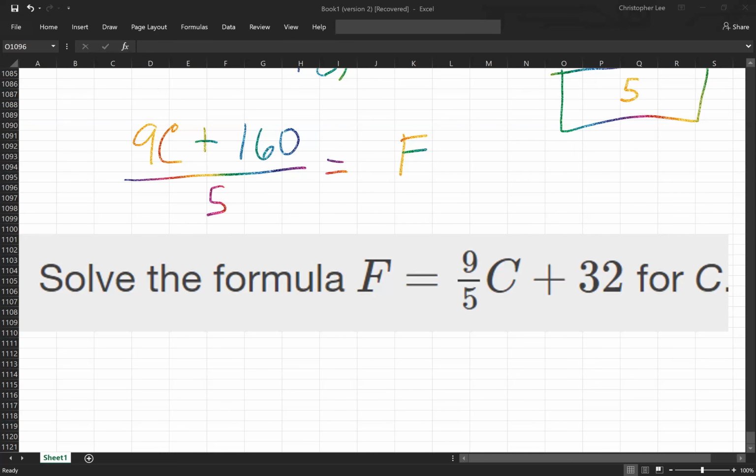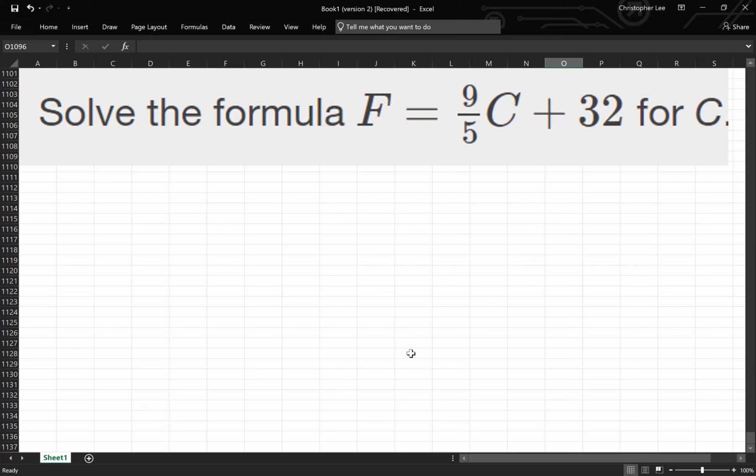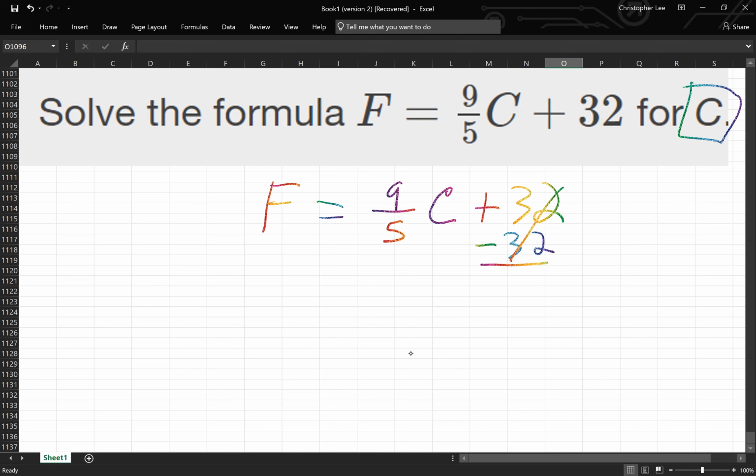All right, let's take a look at this. A little bit of a reverse. I have F is equal to 9/5C plus 32, and we want to solve for C. We're trying to solve for C, so I'm going to subtract 32 from over here. What I do to one side, I got to do to the other.